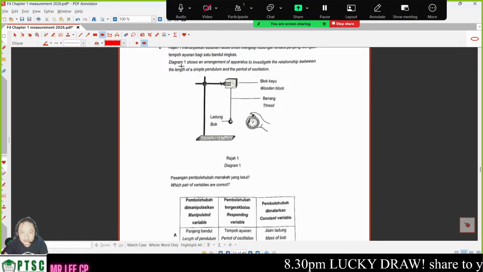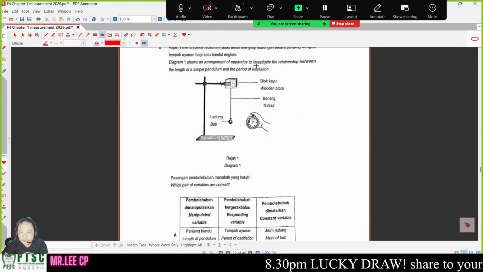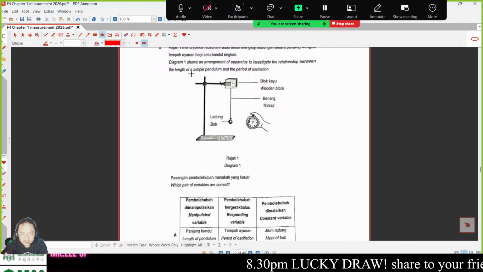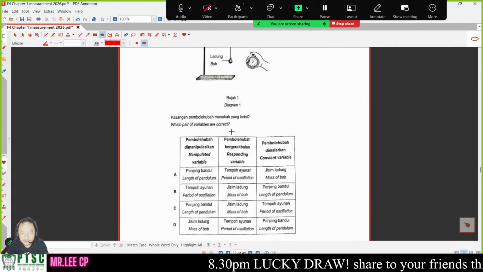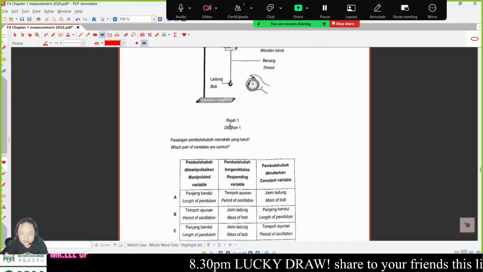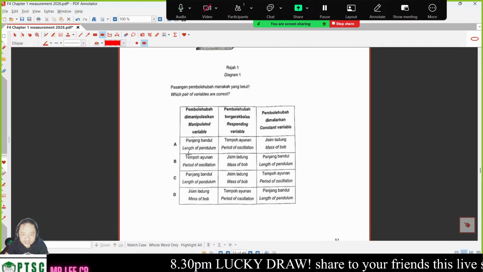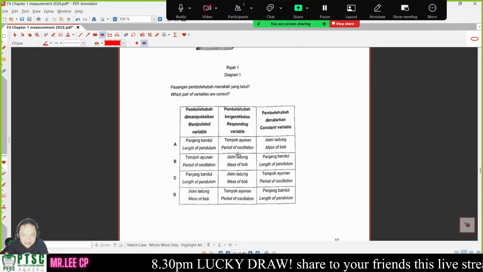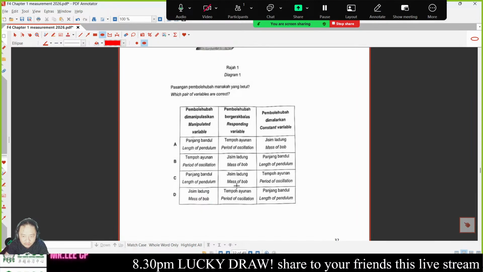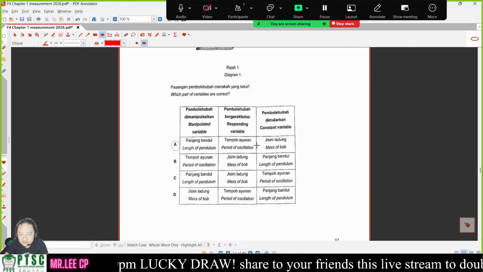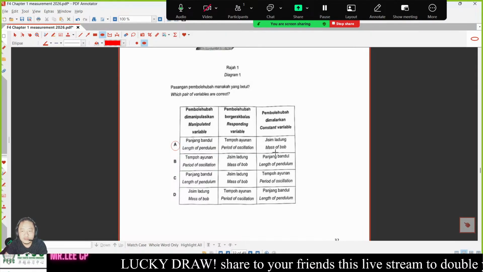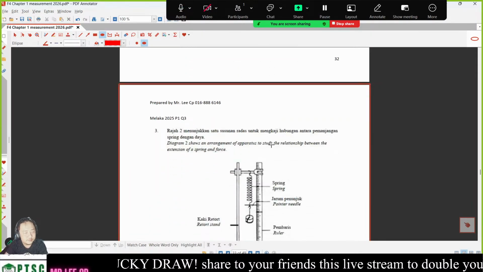Now, diagram 1 shows an arrangement of apparatus to investigate the relationship between the length of the simple pendulum and the period of oscillation. So which pair is correct? The manipulated variable is length. The responding variable is the period of oscillation. The constant variable is the mass of the pendulum bob.